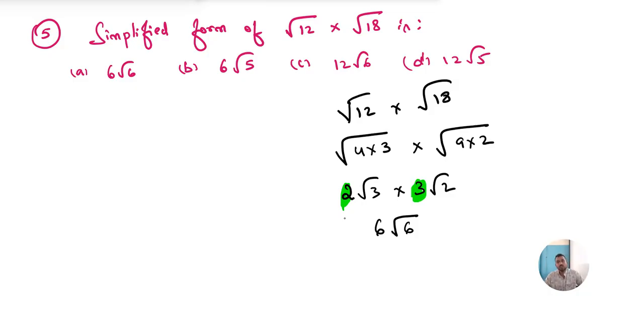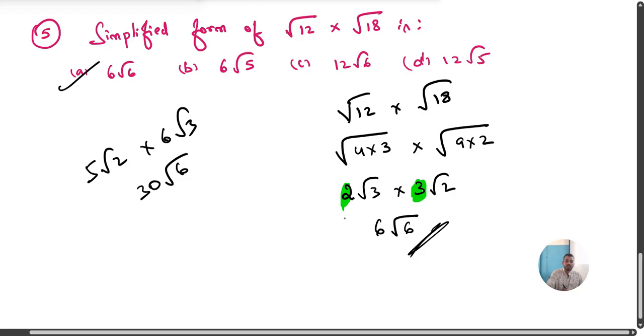Outside 2, outside 3. Similarly, if it is 5 root 2 into 6 root 3, how will you multiply? 5 6s are 30, into 2 into 3, 6. 30 root 6. Understood? Now, which is the right answer? 6 root 6. That is option A. Option A is the correct answer.